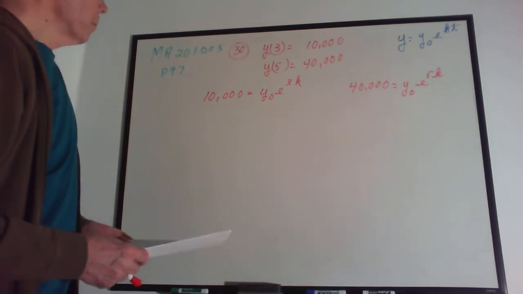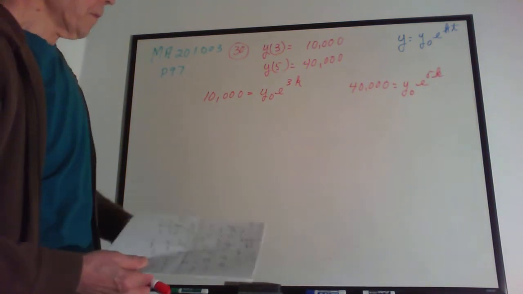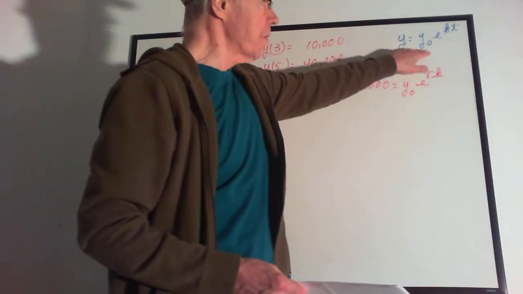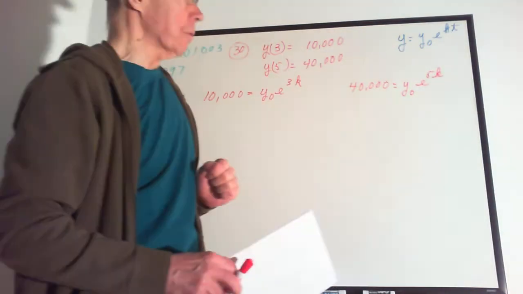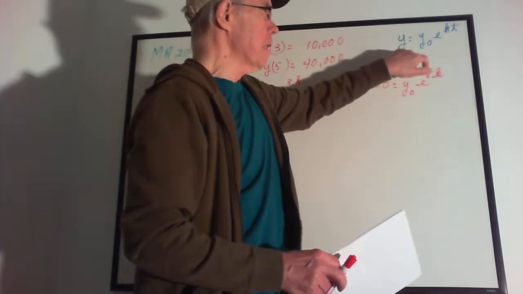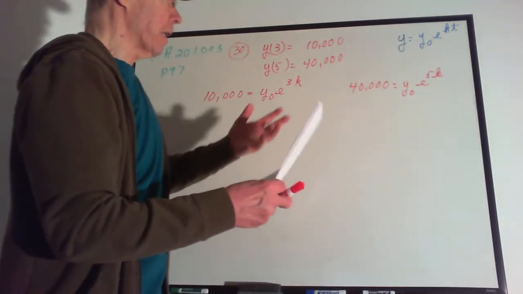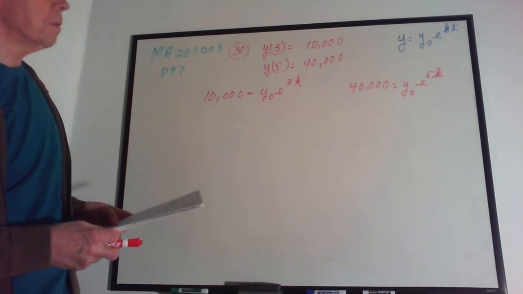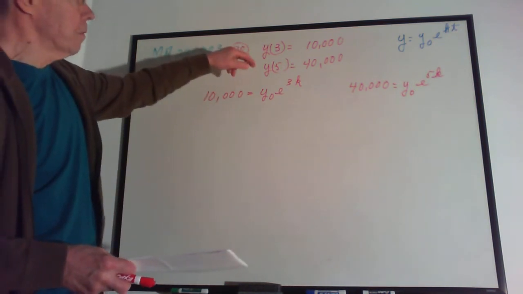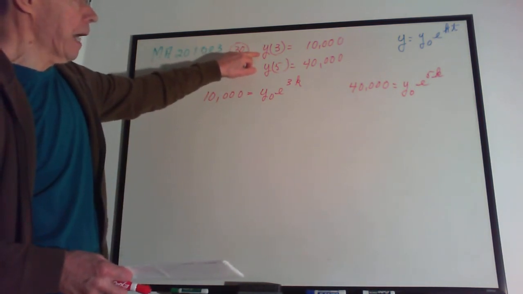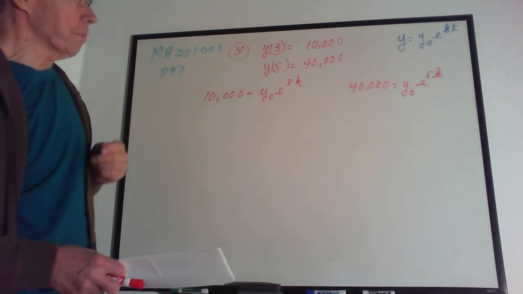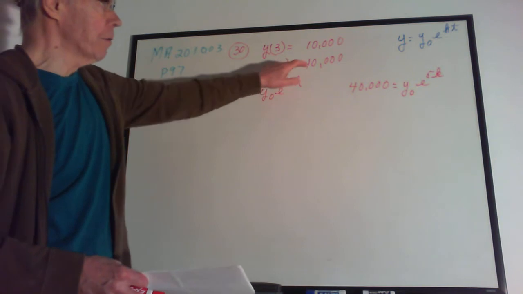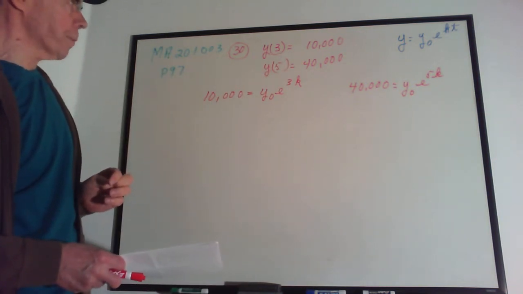All right, problem number 30. I'm going to use this formula. Remember, this y sub 0 is the original amount. E to the kt will tell you the amount you'll have at the end of whatever mathematical process you engage in. So the problem says that after 3 hours, this y is going to be equal to 10,000. After 5 hours, it's going to be equal to 40,000.